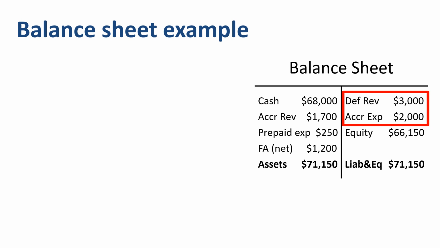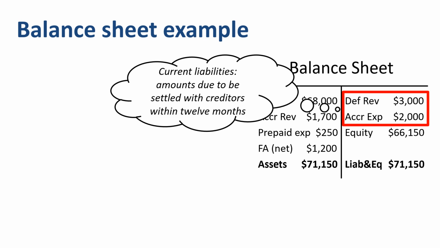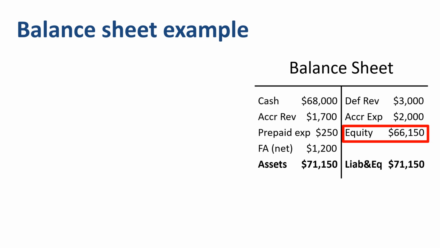Deferred revenue and accrued expenses are examples of current liabilities. Amounts due to be settled with creditors within 12 months. Just like there are current and non-current assets, there are also current and non-current liabilities. However, this example does not have non-current liabilities, such as long-term debt. Equity is the book value of the shareholder capital.